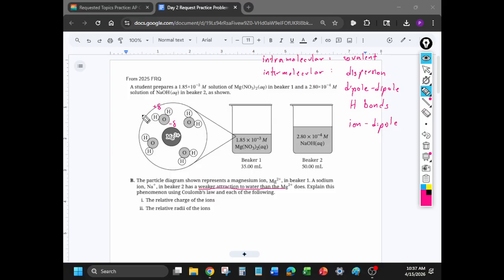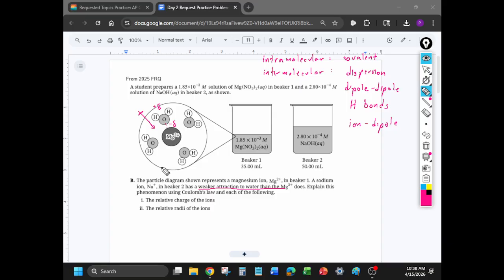The way that we also write down or draw it is we draw an arrow with a little perpendicular line right here. So it looks like a plus sign on the partially positive side. And so that's the reason why water will have an attraction to the Mg2+ ion. It's because of the partial negative and the positive.